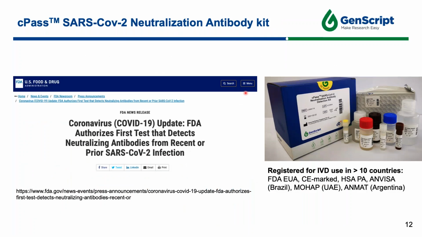So due to its high specificity and sensitivity in detecting functional neutralizing antibodies, the cPass SVNT test was authorized by the FDA EUA as the first test that detects neutralizing antibody against SARS-CoV-2. And subsequently, we have registered the cPass for in vitro diagnostic use in more than 10 countries, including the USA, Europe, Singapore, Brazil, United Arab Emirates, and Argentina, etc. So apart from being used as a research tool, the cPass can also be used as an in vitro diagnostic tool for people to walk into the clinic to order the test.